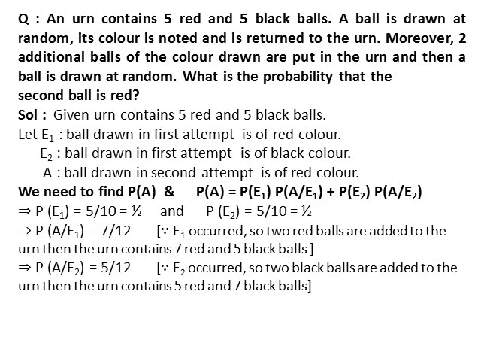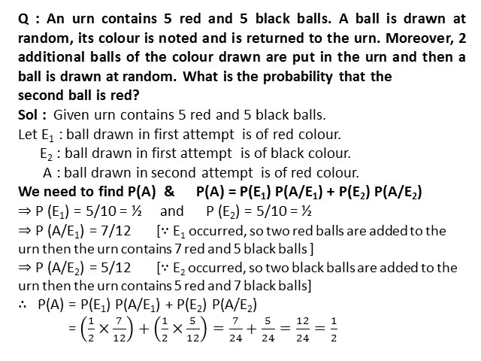Now P(A given E2) is the probability of getting a red ball in the second draw, given that the ball drawn in the first attempt is of black color. So 2 black balls are added to the urn. Then the urn contains 5 red and 7 black balls, and the probability of A given E2 equals 5 by 12. Now substitute the values. We get P(A) equals 1 by 2 multiplied by 7 by 12 plus 1 by 2 multiplied by 5 by 12. Solving it, we get P(A) equals 1 by 2.